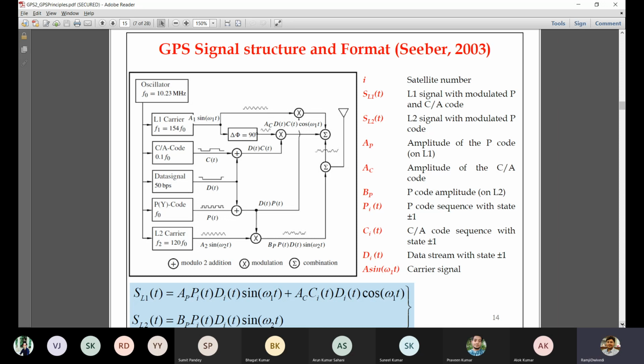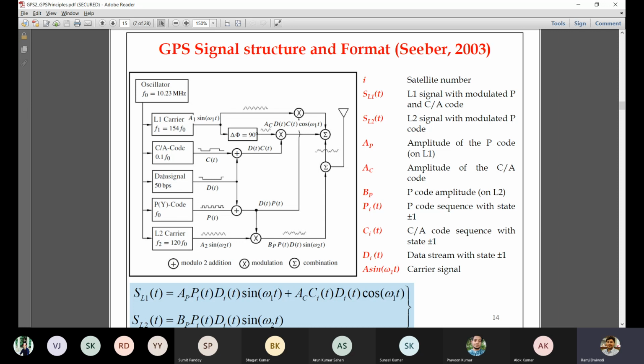Here we are reading about the GPS signal structure format. It's a very simple figure. If you understand it, it's very good. This is the summary of what we have discussed. This is the oscillator, creating the fundamental frequency. From the fundamental frequency, you are generating L1, CA code, P code, L2. Everything is written: F0, 0.1 F0, 154 F0, 120 F0. And this is the data signal, the navigational data message at 50 bps.